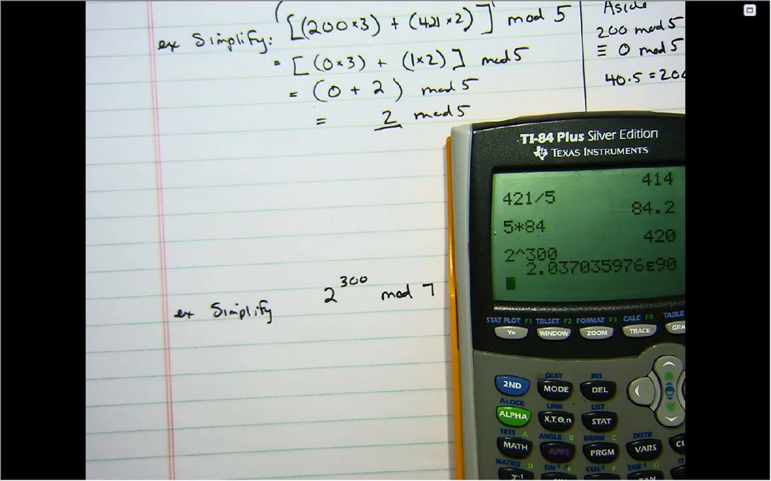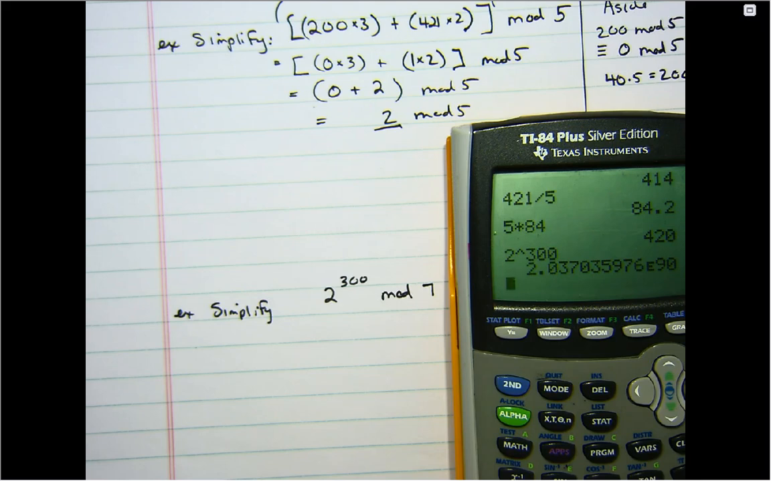We have 2.037 E90. What does that even mean? Does anyone know? What does the E90 mean? Anyone know what the E90 means there on the end of my calculator printout?